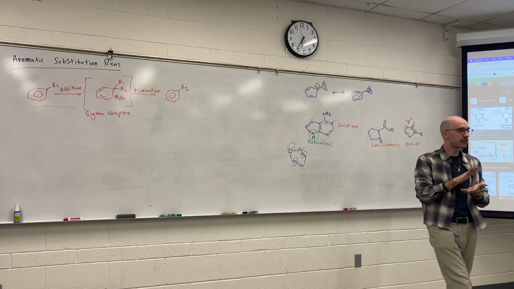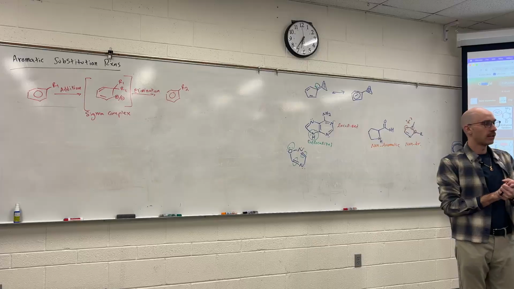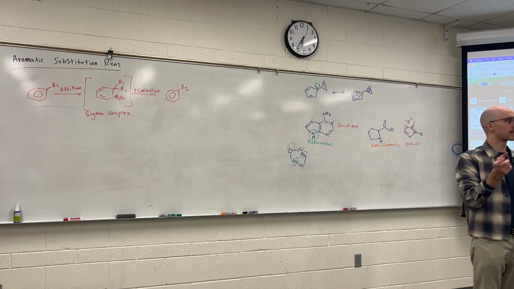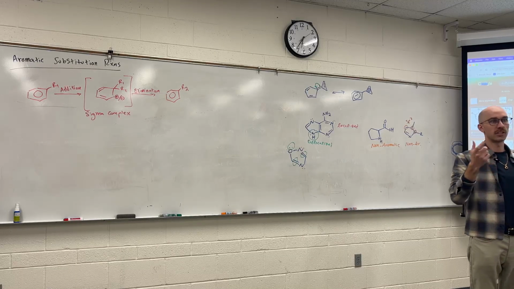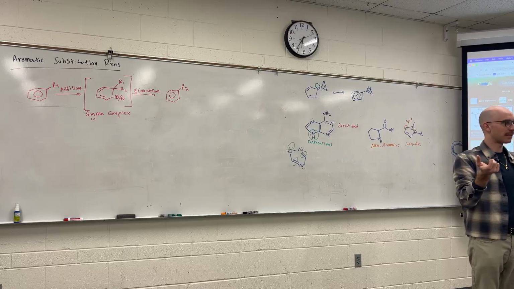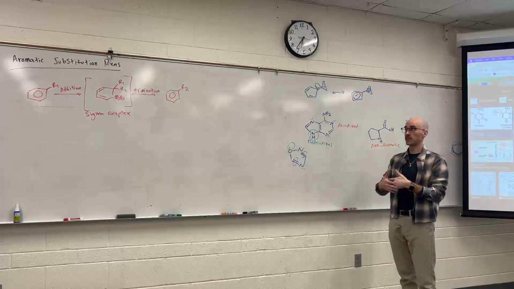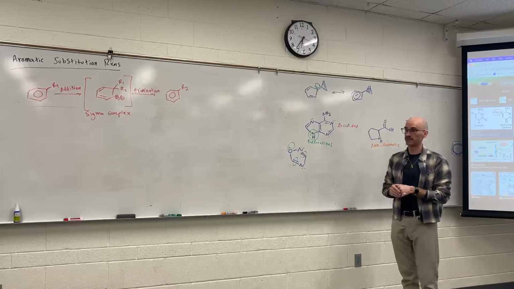So to do substitution on an aromatic ring, we do addition followed by elimination. You can see how those two steps cancel each other out. Add something, which means consume a pi bond. Eliminate something, which means create a pi bond. So all in all, I'm just substituting one group for another.